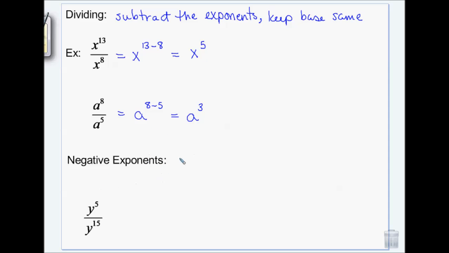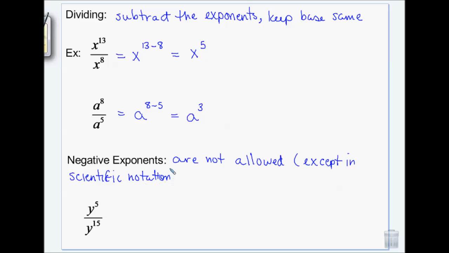Now, negative exponents. Okay, negative exponents aren't allowed except in scientific notation. So here's what's going to happen. I have 5 minus 15. That's negative 10. I'm not allowed to have a negative 10. So when that happens, I have to take the reciprocal.